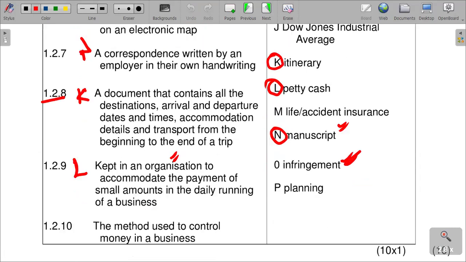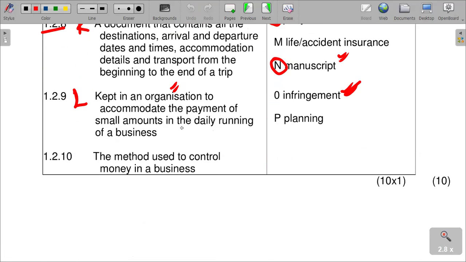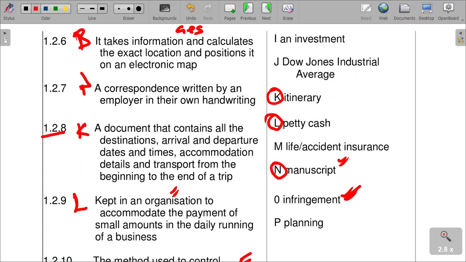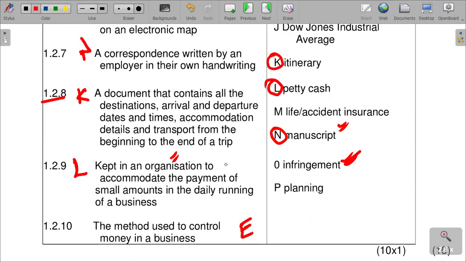So the method used to control money in a business, we say that it's a cash register, which is E. That is a cash register. It is used to control money in a business. So these are some of the points that you just need to get all of them when you are in an exam.